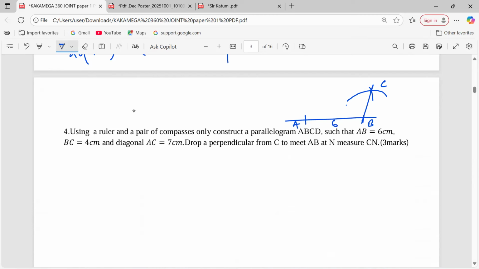Then something else that we're supposed to do is that now we will stand at point A, because this is a parallelogram. Being a parallelogram, the length from A to D should be the same as B to C. Therefore, standing at A, I use 4 centimeters. And standing at C, I use 6 centimeters, because DC should be equal to AB. So this now will be our parallelogram, a very simple procedure.